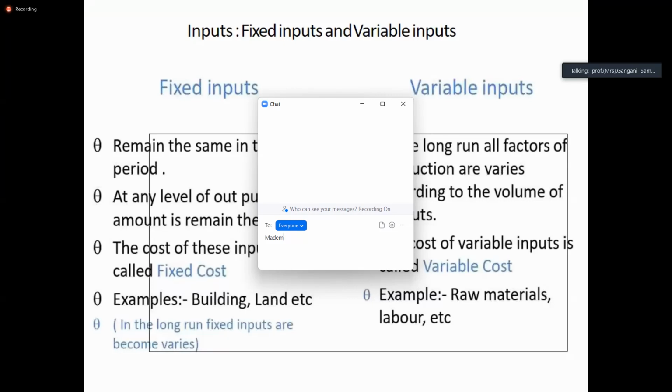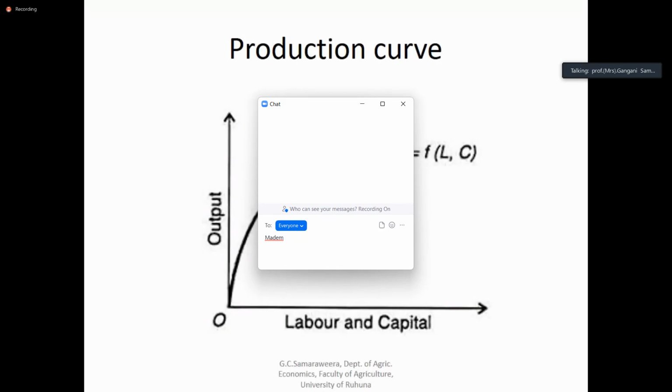Okay, thank you. And this is the production curve. For your easiness, we'll use only two inputs. But remember, first I took capital as K, here I use C. We can use any letter, but we need to clarify what we mean by Q, what we mean by L, what we mean by C. Then only you can get marks during your examination.